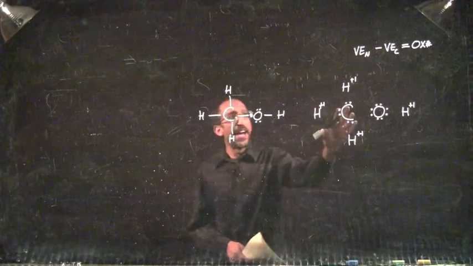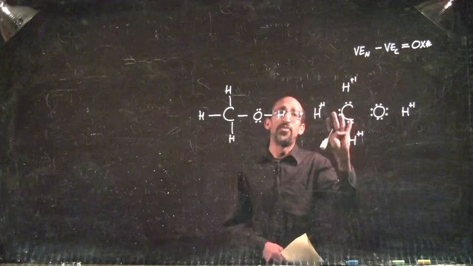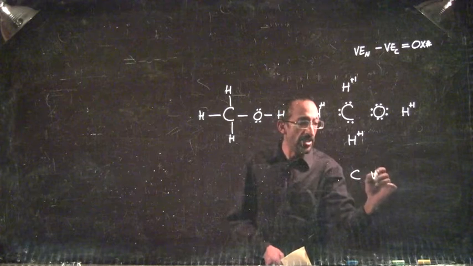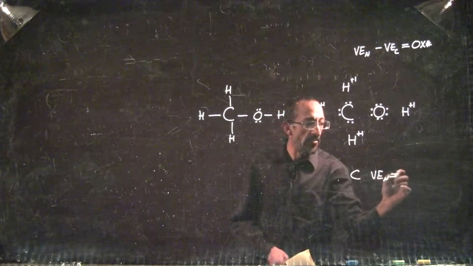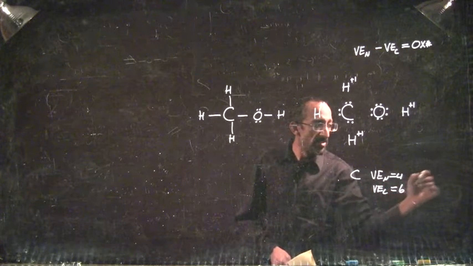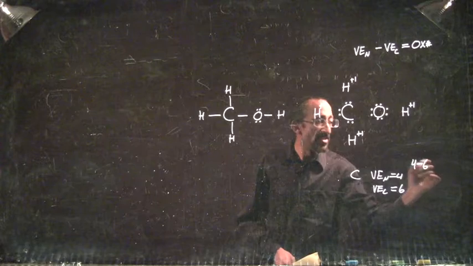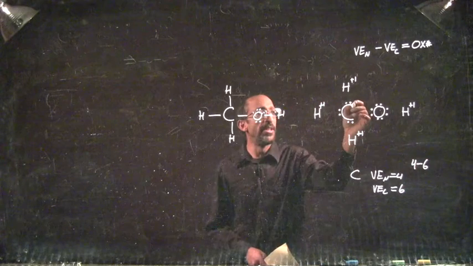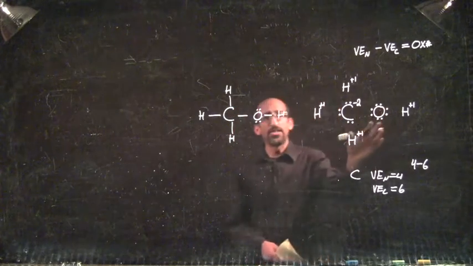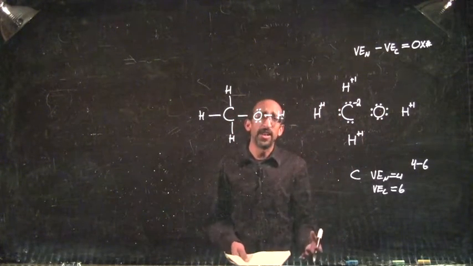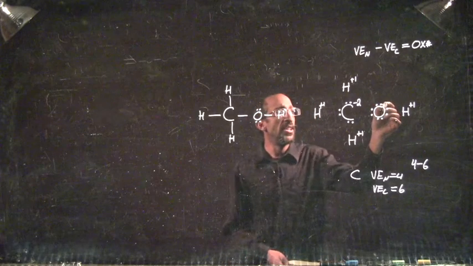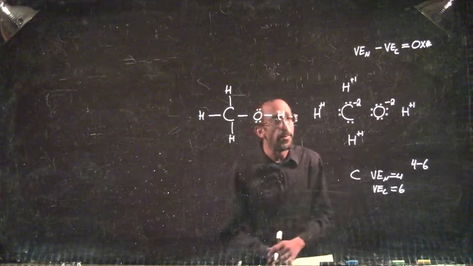If we look at our carbon atom, carbon usually has 4 valence electrons. So normally carbon VE normal is going to be 4. Our valence electron count currently is 6. 4 minus 6, our oxidation state here for carbon is going to be -2. And we can repeat this process for oxygen. Oxygen normally has 6 valence electrons. Currently it has 8 valence electrons, which also gives it an oxidation state of -2.